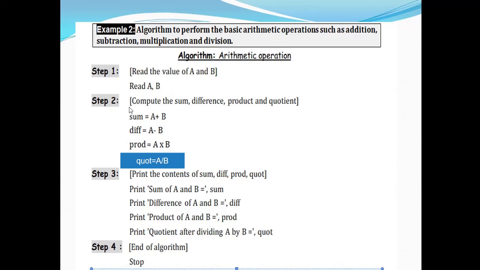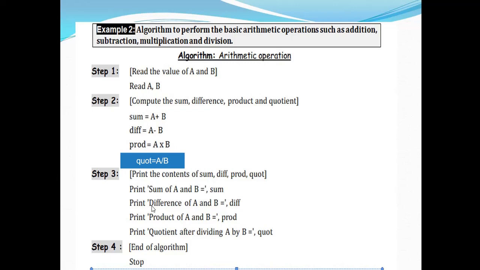And this comment is saying: compute sum, difference, product and quotient. We are going to calculate the sum, difference, product and quotient. And then we are going to print the result. That is, print the sum of A and B, which is nothing but the value which we are getting from here.